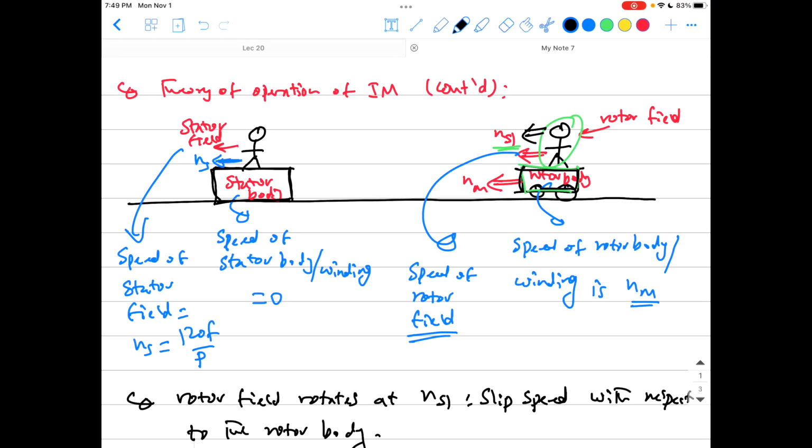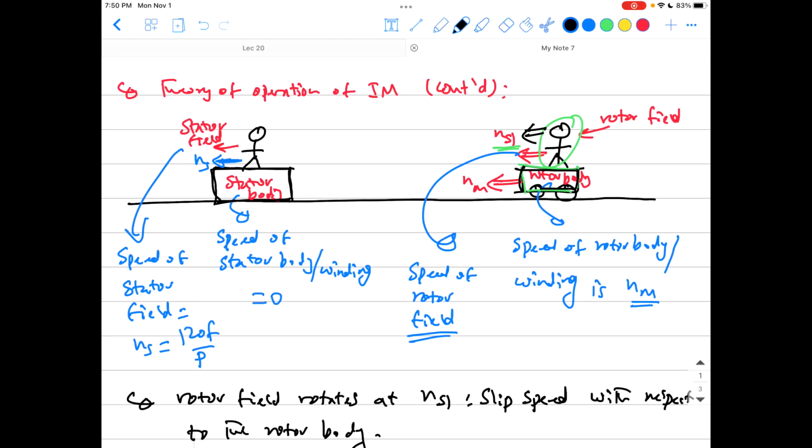But if I ask you how much the speed of the rotor field is with respect to the rotor body, it will be the slip speed, which is the difference between the synchronous speed and the mechanical speed of the rotor itself. Okay, guys? That is very important to understand here. That is the main idea of the induction machine. It is the rotor field again, as the result of having a three-phase current in a three-phase winding, so it is rotating at a certain speed, but this speed is just the slip speed.